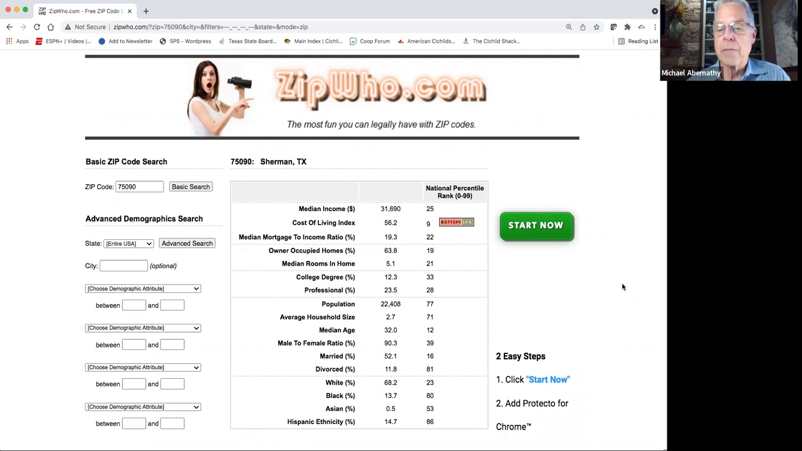Average household size, 2.7. So average people living here are going to have children. So if you don't see children, that's going to change your ability to make a living here. Median age is 32. So what do 32-year-olds need in a dental practice? Well, probably not full mouth rehab. But again, these are rather young people that are probably not going to have a whole lot of perio, maybe decay.